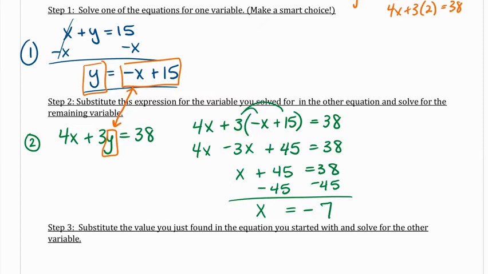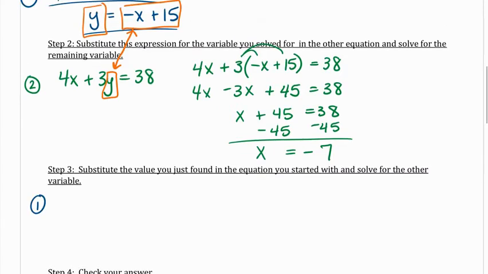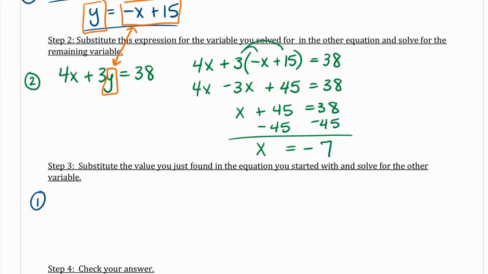But remember, when we're solving a system, the answer is an ordered pair. It's an x value and a y value that make a point where those two lines intersect, right? So now that I've found x, I'm going to go back to equation number 1, and I'm going to use this one that I already solved for y, right? So I'm going to go back to this y equals negative x plus 15. And now I'm going to take my value I got for x, and I'm going to plug that in for x.